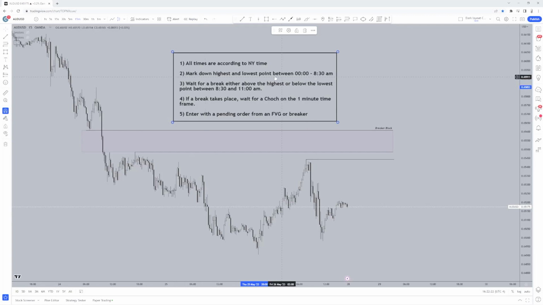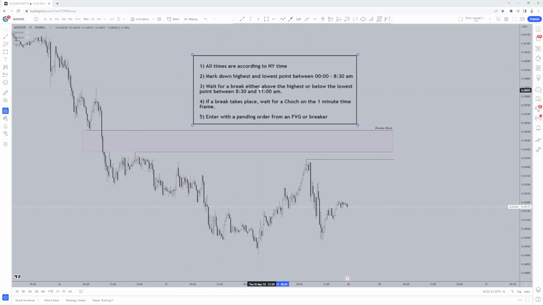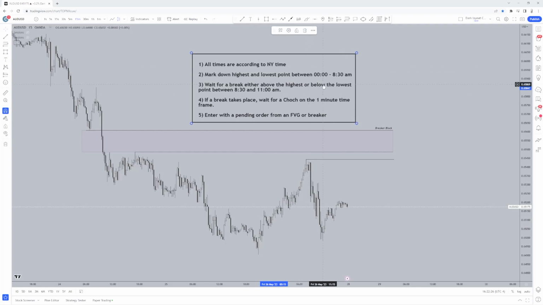Secondly, mark down the highest and lowest point between 12 o'clock and 8:30 a.m. New York time. Then we wait for a break either above the highest or below the lowest point between 8:30 and 11 o'clock. This is our window where we will be taking the trade, and if a break takes place, we will wait for a change of character on the 1 minute time frame, and then we will enter with a pending order from an FVG, which is a fair value gap, or a breaker block.